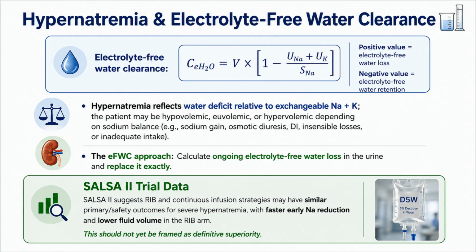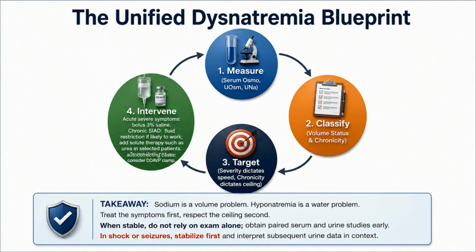Now we can unify hyponatremia and hypernatremia into one dysnatremia blueprint. This is the practical framework. First, measure correctly. Serum osmolality, urine osmolality, and urine sodium for hyponatremia, with urine electrolytes and urine output when water clearance matters. Second, classify physiology. Is the patient hypovolemic, euvolemic, or hypervolemic? Is the process acute or chronic? Is AVP active or suppressed? Third, set the target. Severity dictates speed. Chronicity dictates the ceiling.